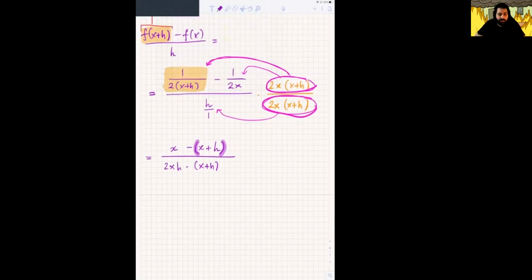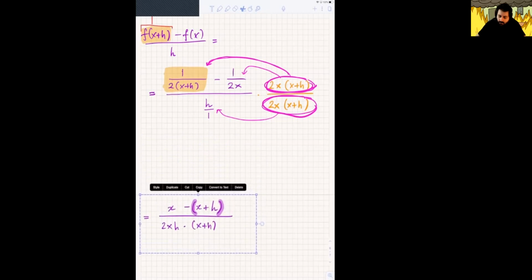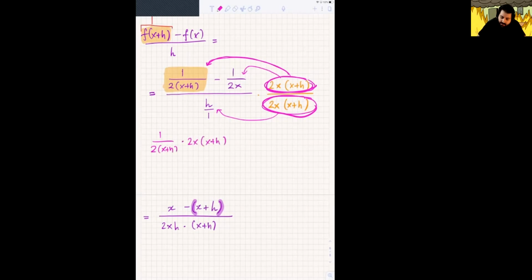All right, now the rest of the problem should be fairly straightforward. How did I get the numerator? I took my common denominator, 2x(x plus h), and I multiplied that into each term, right? I'm distributing it across the numerator. So keep in mind that when I multiply 1 over 2(x plus h) by 2x(x plus h), the 2's cancel and the x plus h's cancel. I'm left with just x. Okay.